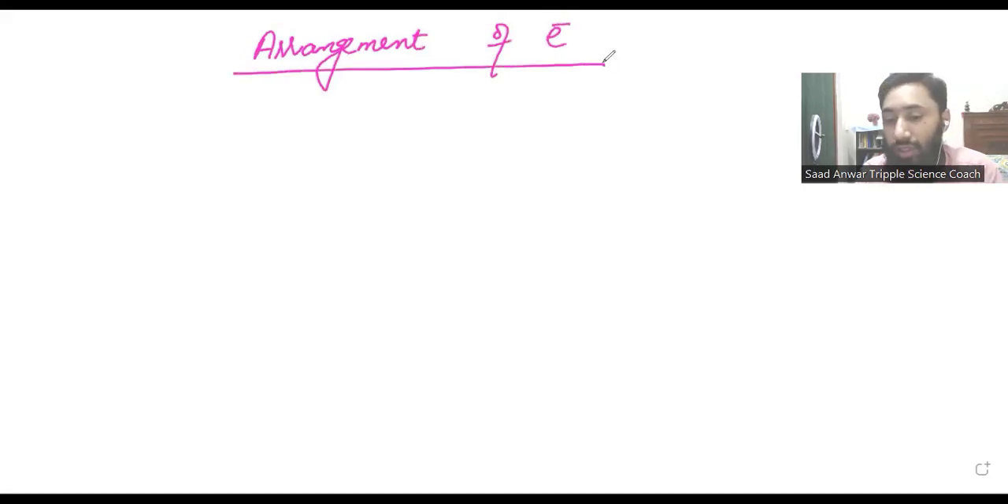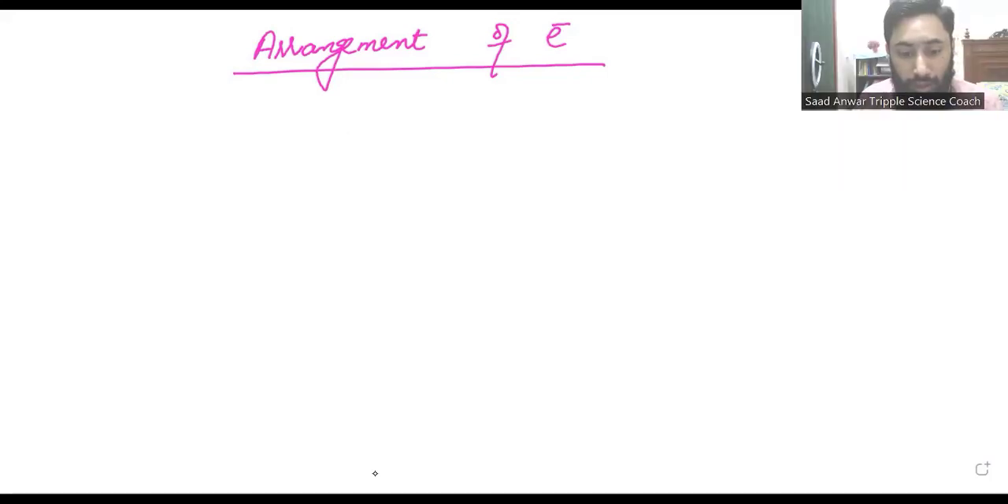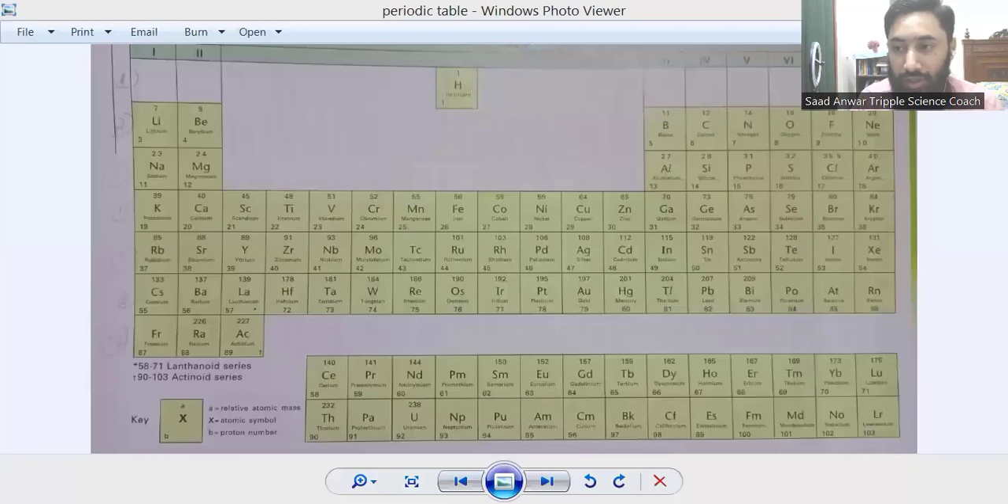In this class, we will learn a few tricks and how to use the periodic table in the arrangement of electrons. Let me share a periodic table here. Can you see this periodic table on the screen? Yes, you can see it.